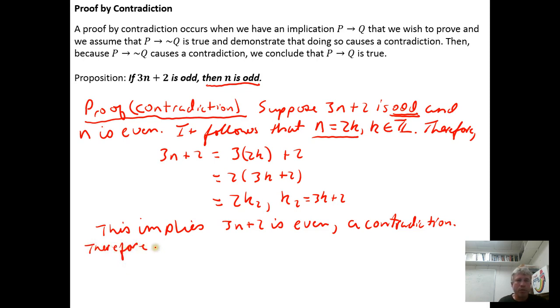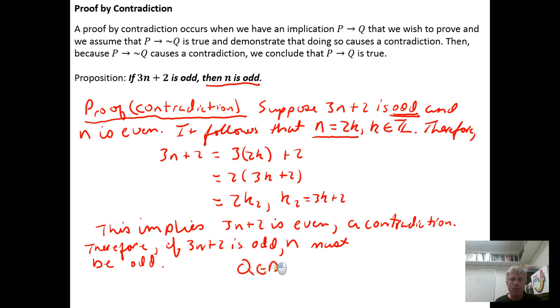Therefore, if 3n plus 2 is odd, n must be odd. And again, n must be odd because if n is even, it leads to a contradiction, and this ends our proof.